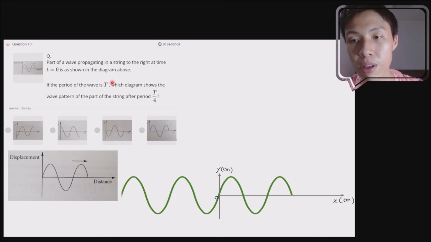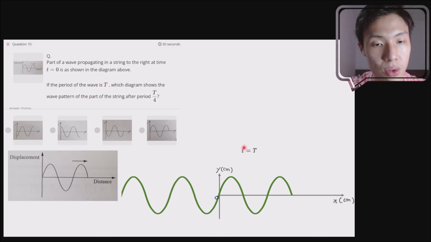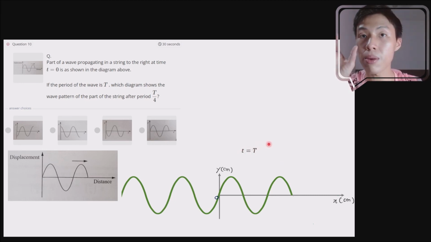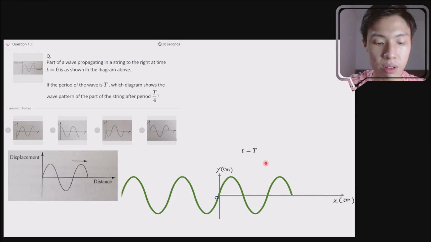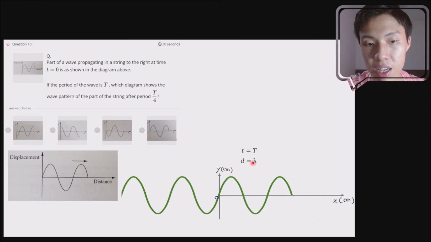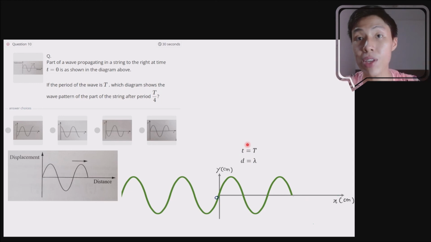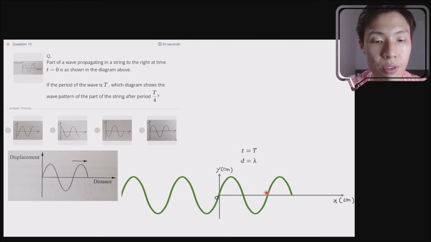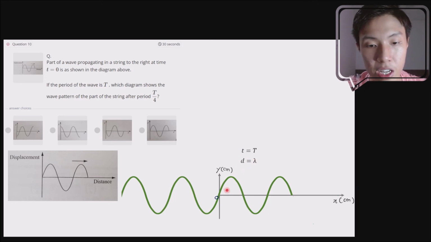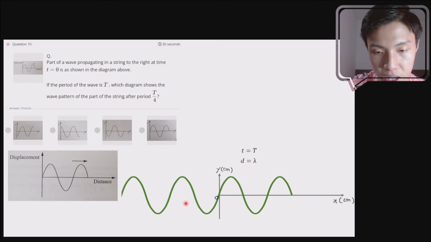If the period is T, then when the time is equal to T, the time that has passed is equal to the period of the wave. That means this wave would have traveled a distance of one wavelength, because period is the time taken to complete one complete wave cycle, right? So if the time that has passed is equal to the period, the distance traveled will be equivalent to one wavelength. You should be able to see that this wave will be moving to the right.